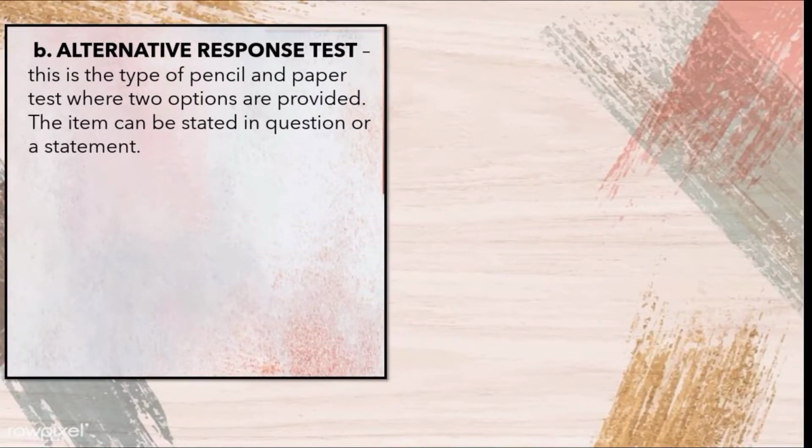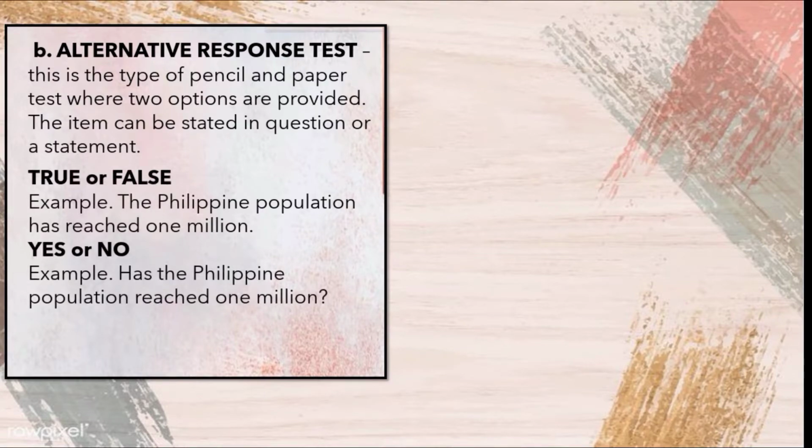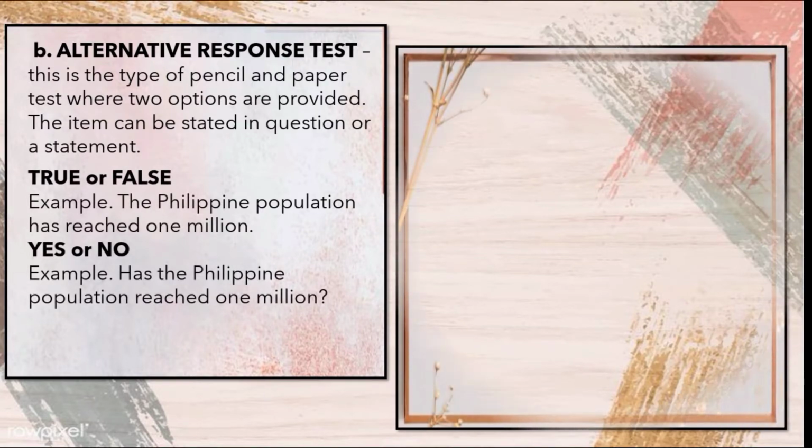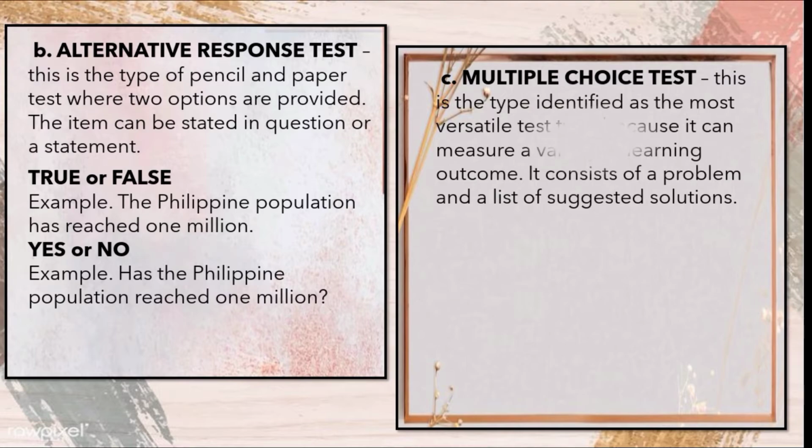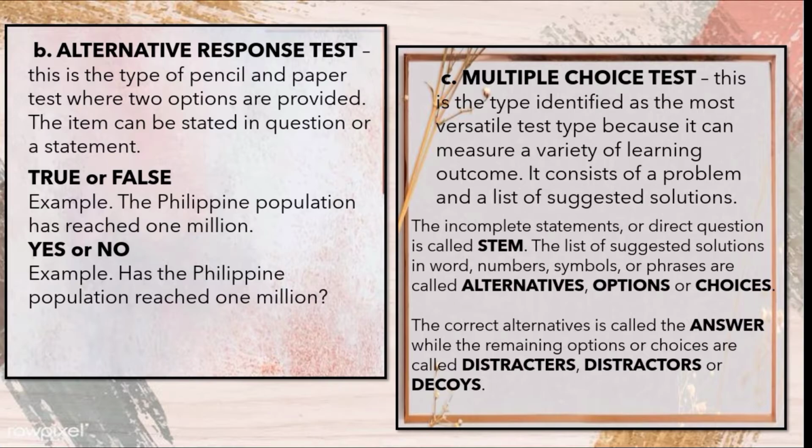And we also have the alternative response test. This is a type of pencil and paper test where two options are provided. Examples are true or false and yes or no. Then we have the multiple choice test. This is identified as the most versatile test type because it can measure a variety of learning outcomes. And as distractors for the choices, we have the distractors or decoys.